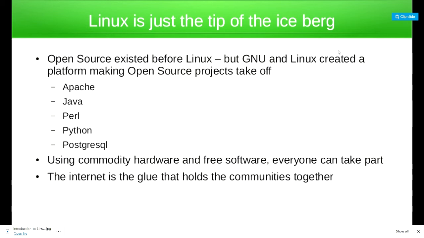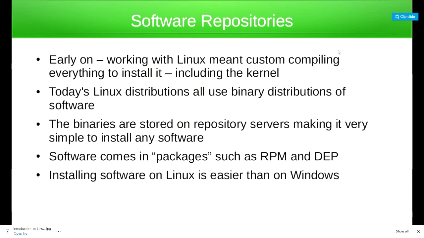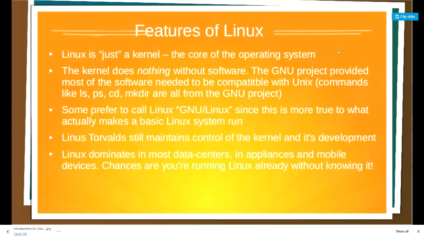Early on, working with Linux meant custom compiling everything to install it, including the kernel. Today, Linux distributions all use binary distribution of software. The binaries are stored on repository servers, making it very simple to install any software. Software comes in packages such as RPM and DEB. Installing software on Linux is easier than on Windows.